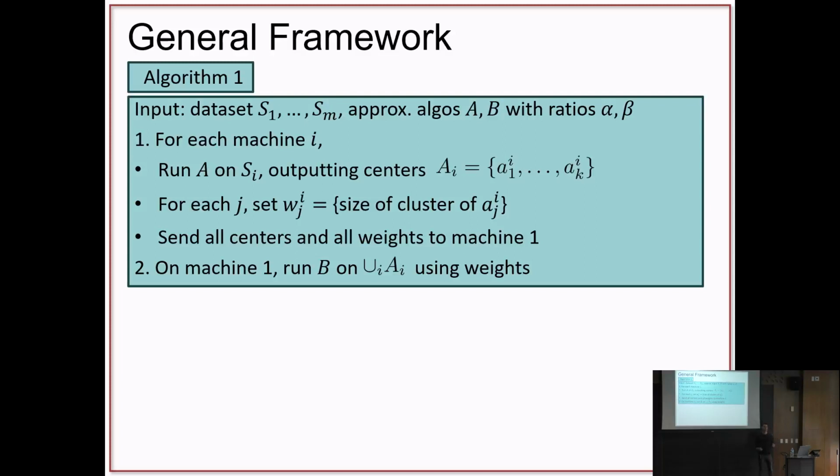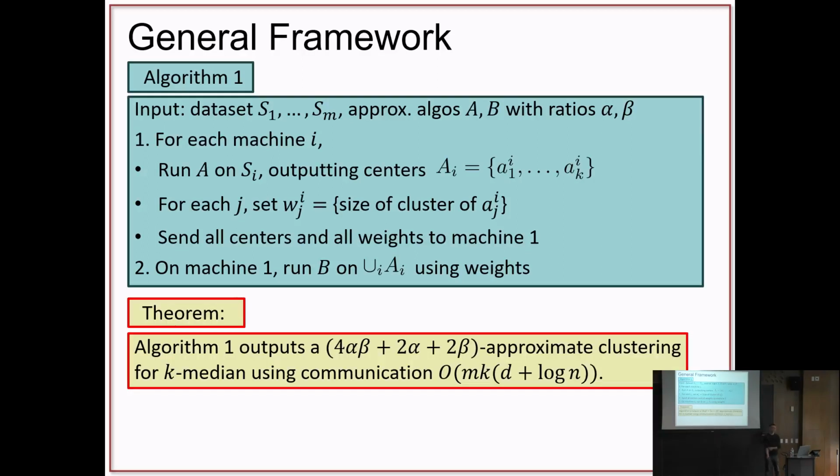Okay? And so now the coordinator has all the centers from each of the machines along with the weights. And so we're gonna run the second clustering algorithm on all of these centers with the weights. So we're gonna run a weighted clustering algorithm. Okay. So you might be wondering why I need two approximation algorithms here rather than just one, and I'll answer that question really soon.